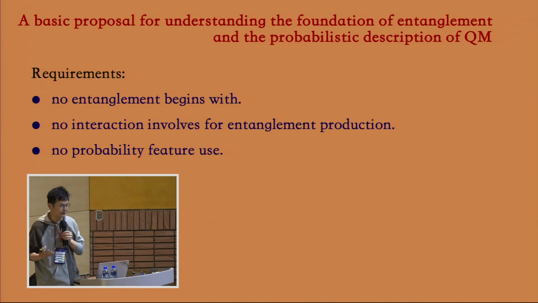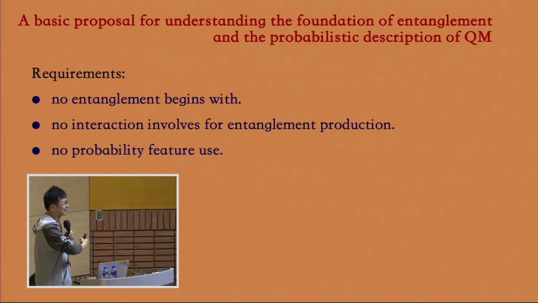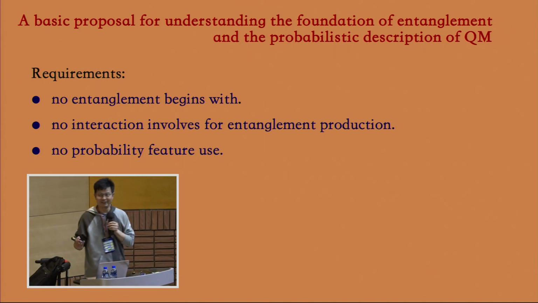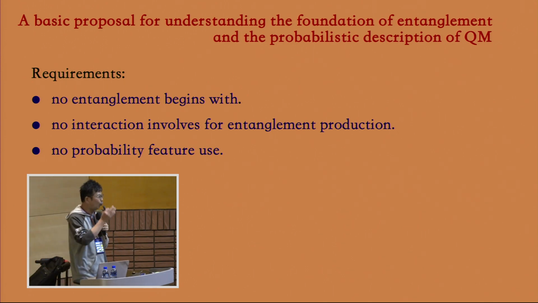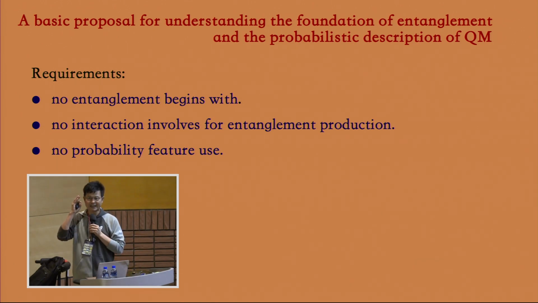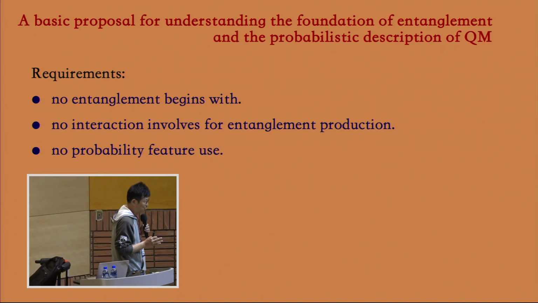We need requirements. In the beginning, you should not have any entanglement to study. If you already begin with entanglement, nothing can be discussed continually, right? So you do not have entanglement to begin with. Also, no interaction involved in the entanglement production. And third, there's no probability feature to begin with. So those are very strong requirements.